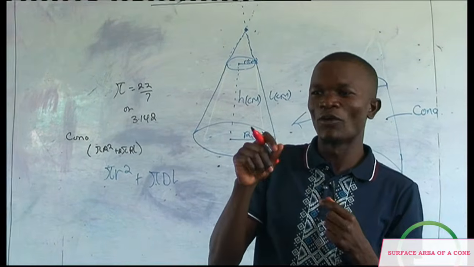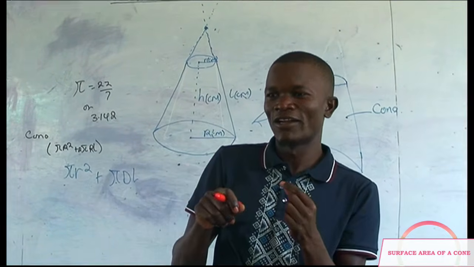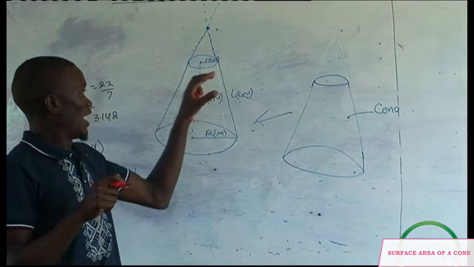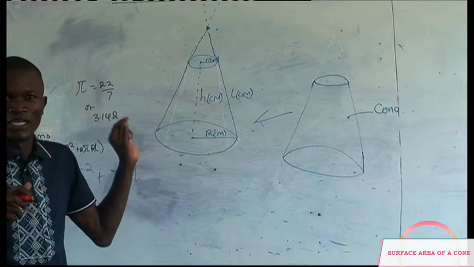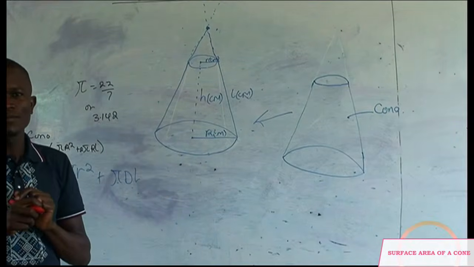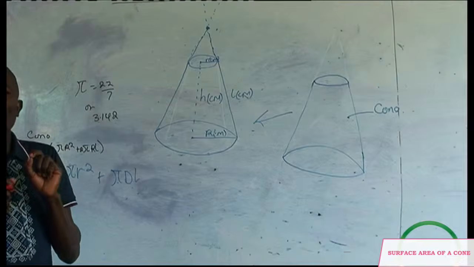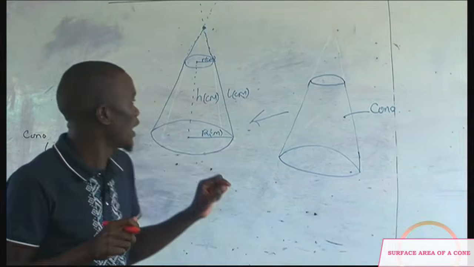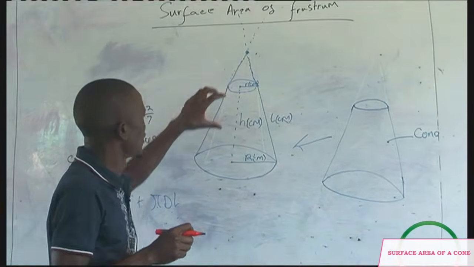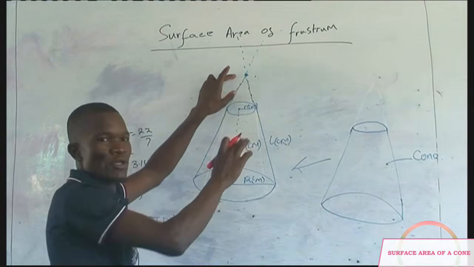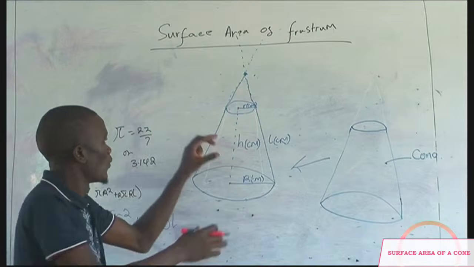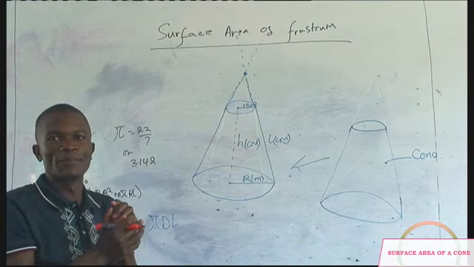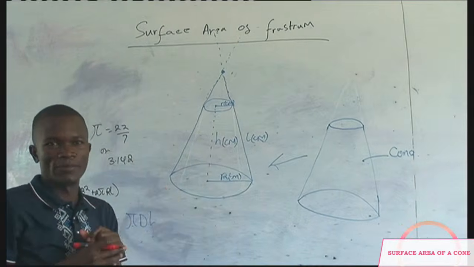Have we formed the cone? I hope now it's our cone. It's a cone. Now you can easily get the surface area of the upper cone and of the whole cone, because now we have two cones: the larger cone and the smaller cone at the upper part, the cone which was cut to form a frustum.